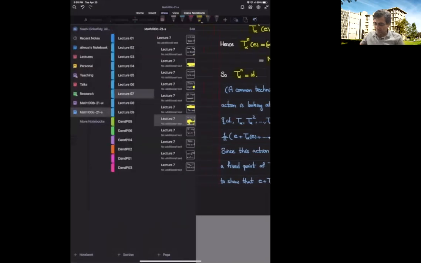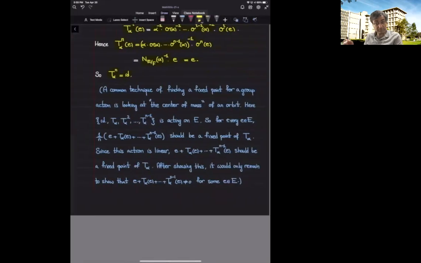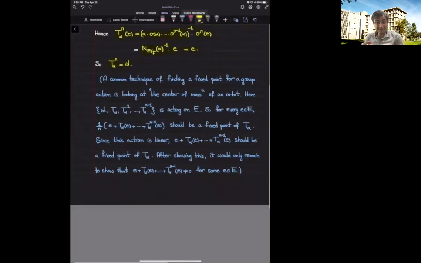Let's go back to this angle of finding a non-zero fixed point, or finding these fixed points for T sub alpha. A common technique of finding fixed points for a group action is by looking at the center of mass of an orbit. So I give you an orbit, you look at the quote-unquote center of mass of the orbit, and that should be a fixed point of your group action. This is a common technique that's used in different parts of mathematics. Now we want to use that intuition.